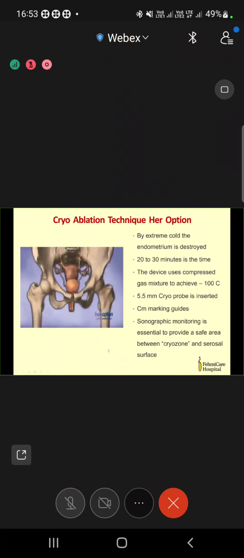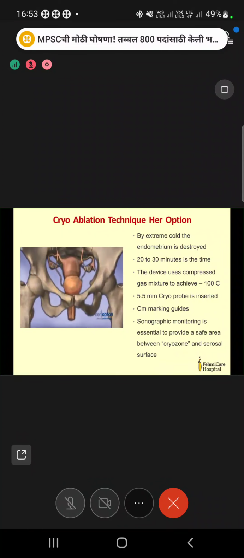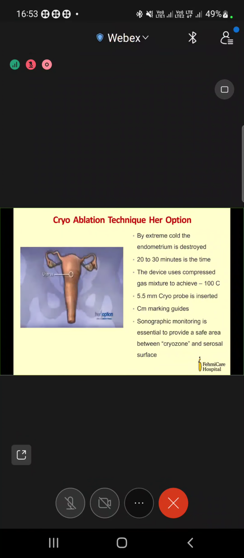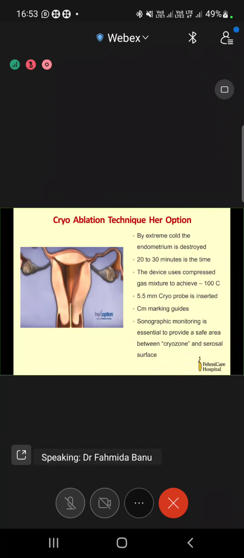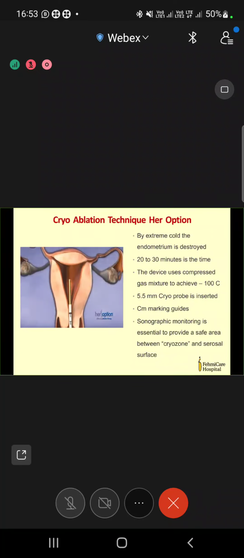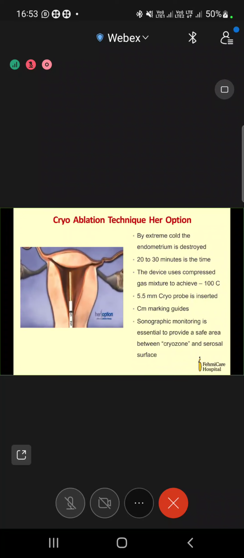So in every case, taking proper history, proper examination, and having an ultrasound is mandatory. I'm just discussing the pros and cons of the procedure, but the underlying basics are the same in every case. So you should know the uterocervical canal length. You should have clinical acumen of bimanual examination, the cavity details through transvaginal ultrasound, then gently pass the cryoprobe. As I told you, you can notice the probe has markings.